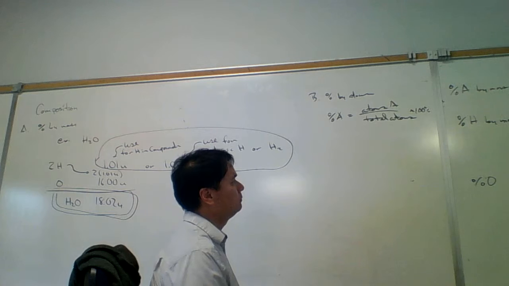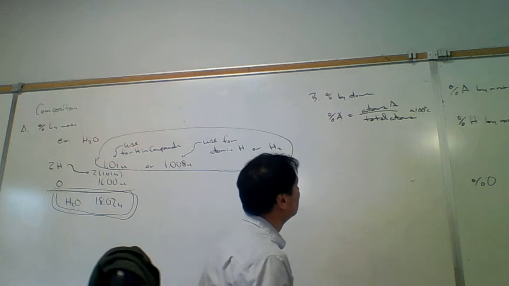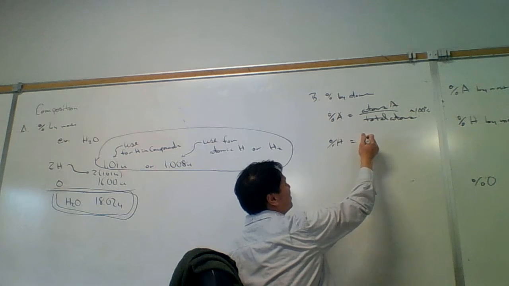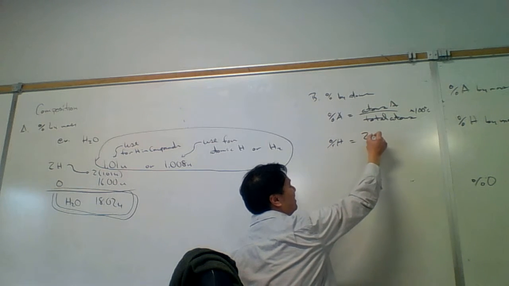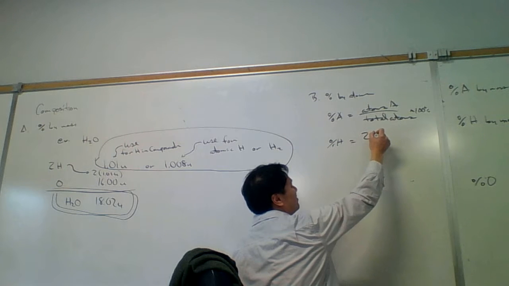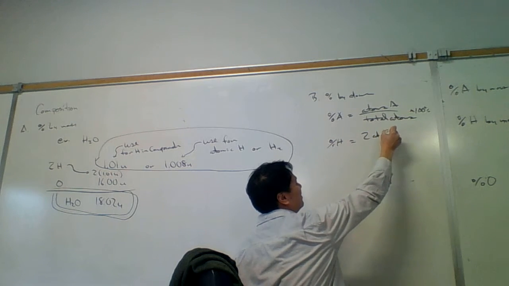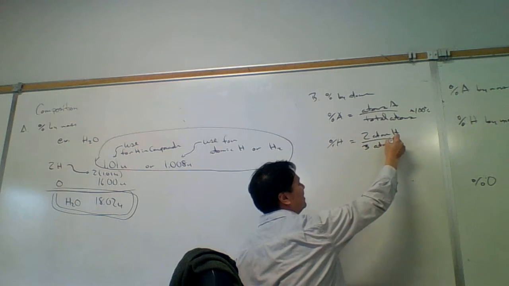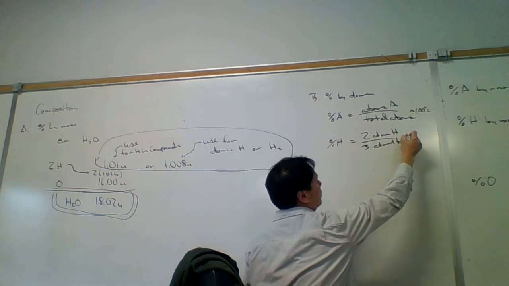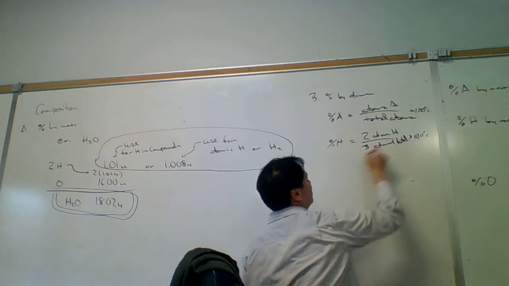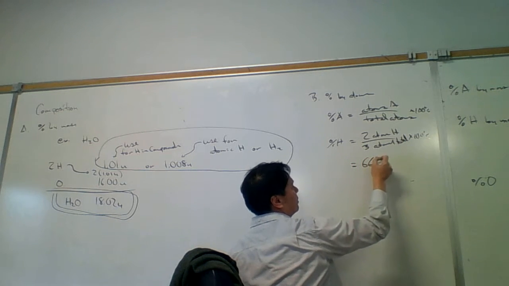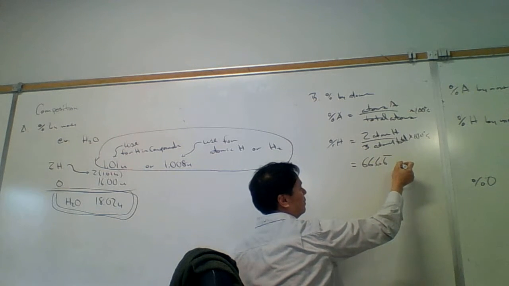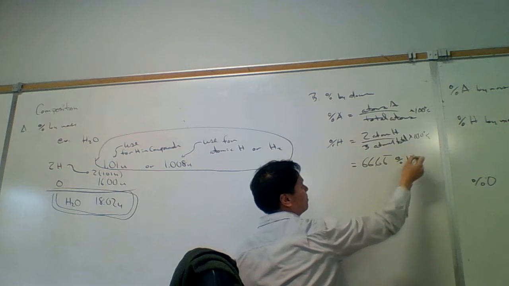And so, okay, we're looking at percent hydrogen. Percent hydrogen would be how many atoms of hydrogen? 2 atoms of hydrogen, over how many total? 3 atoms total, times 100%. This is going to give us 66.6, that's 2/3, so 66.66. Let's just keep going, percent hydrogen.